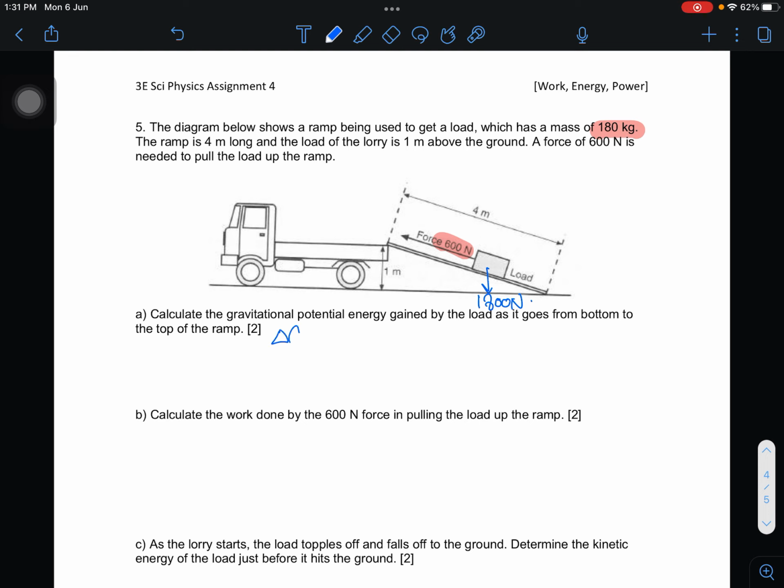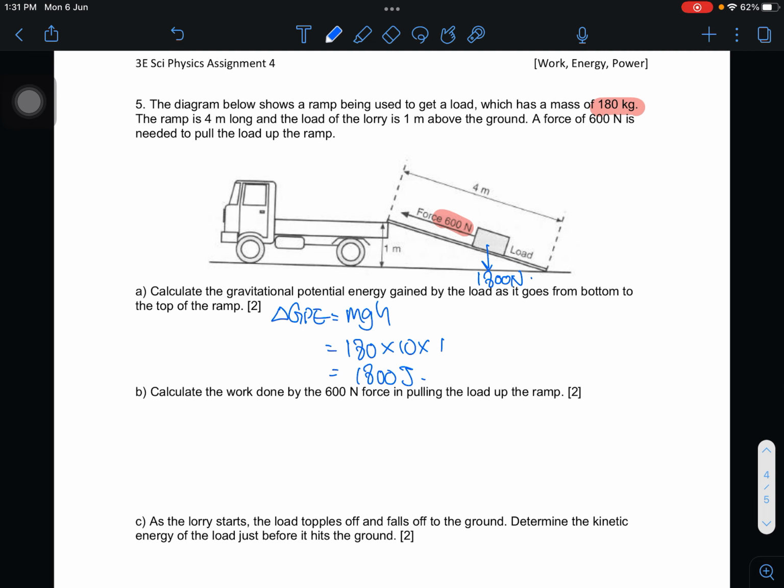Okay, so GPE, mgh, right? What's the m? 180 times 10 times 1, right? The height is 1 meter. So the answer is 1,800 joule. So to move the load up, the load would have gained 1,800 joule of energy.